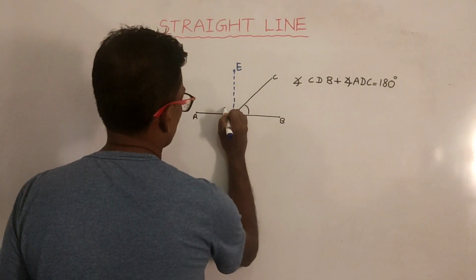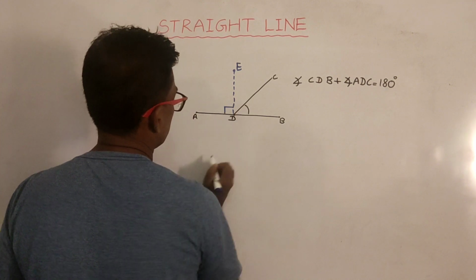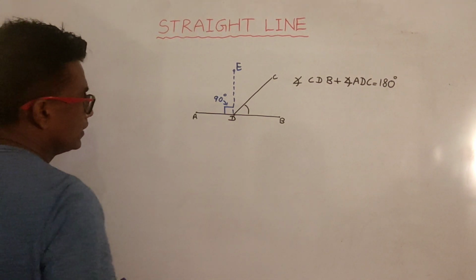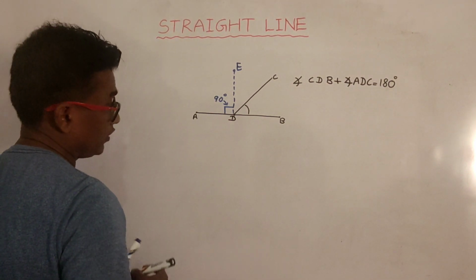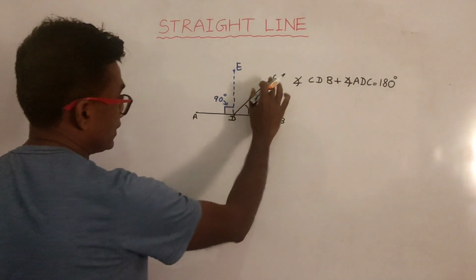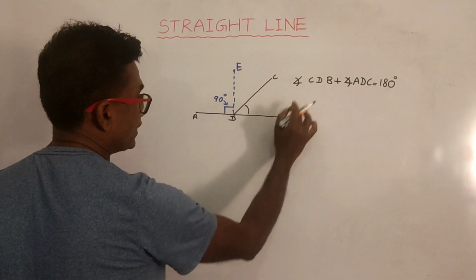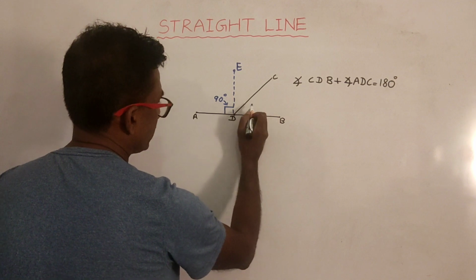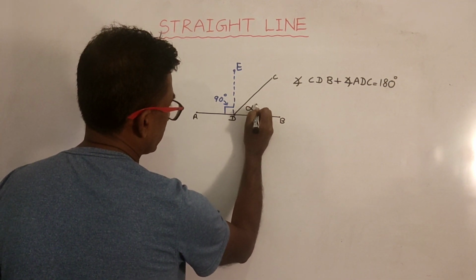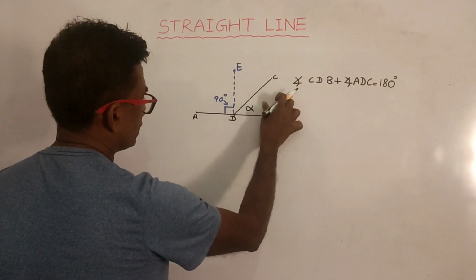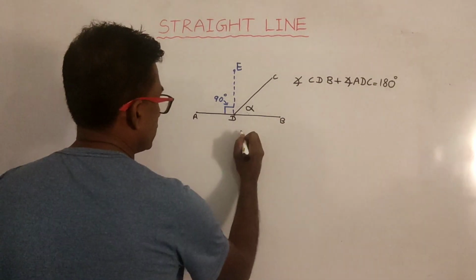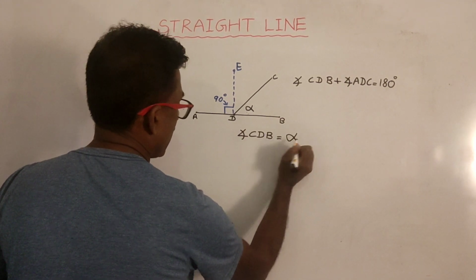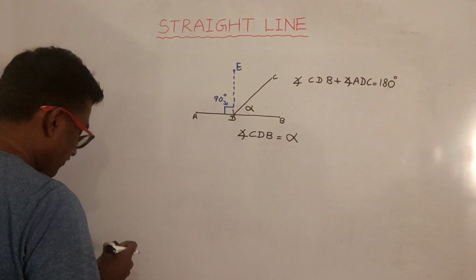So now we know, because of our construction, this is 90 degrees, and this is 90 degrees. Now let us assume that the magnitude of angle CDB is alpha degrees. We'll simply say alpha. So angle CDB is alpha degrees.